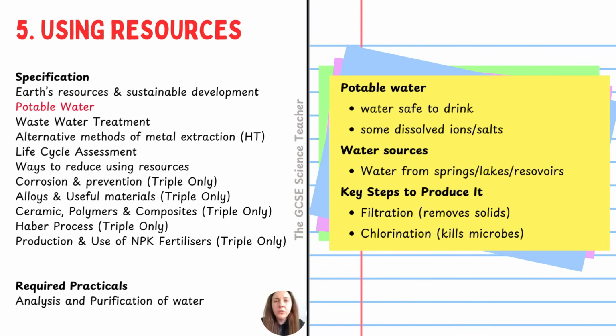So we also can use other methods of making potable water, including desalination, which removes any excess salt, or by a process called reverse osmosis that uses membranes to essentially remove any unwanted particles.